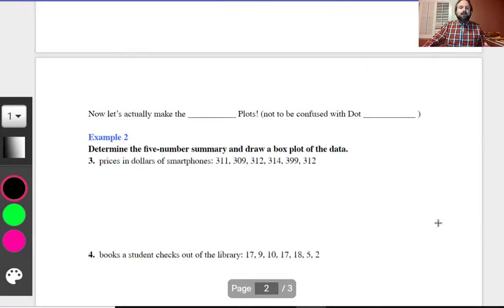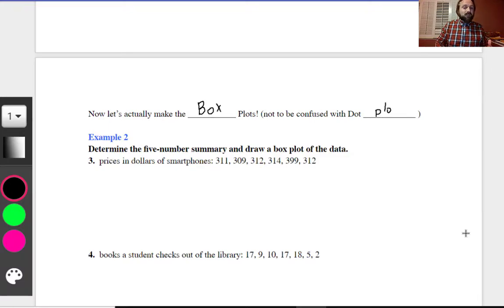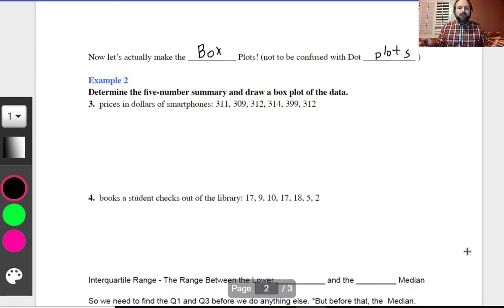All right, so now let's make some not dot plots, but box plots. Not to be confused with dot plots where we make little circles or dots. Box plots, we're going to make a bunch of boxes. So if you remember this from previous year, great. If not, let's do it. So determine the 5-number summary and draw a box plot of the data. All right, well, basically what we have to do is we have to put them in order.